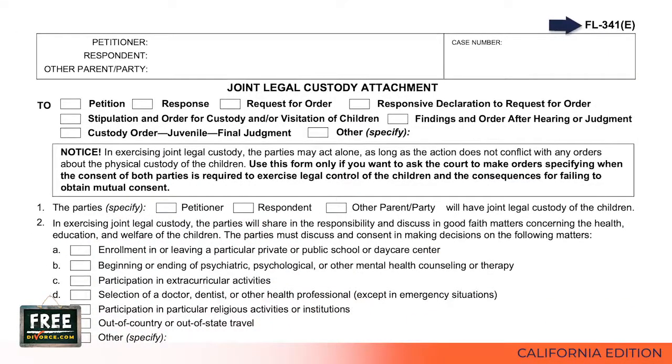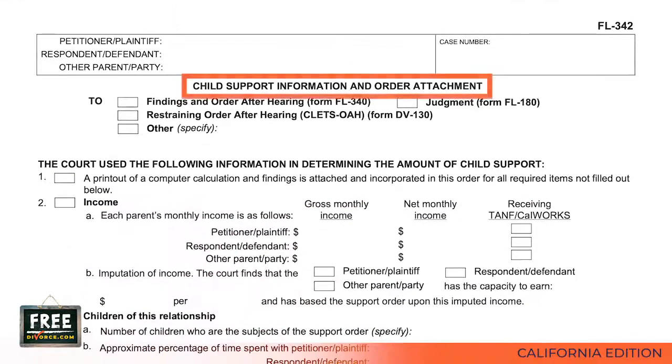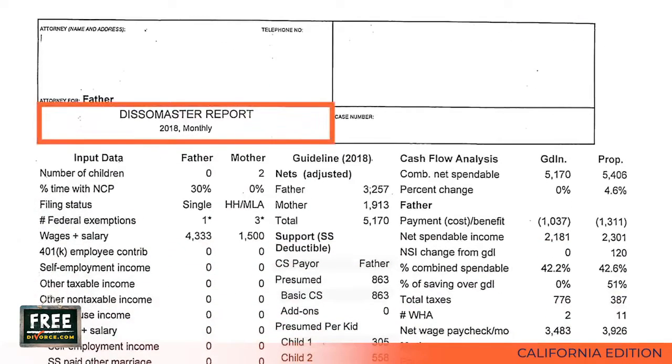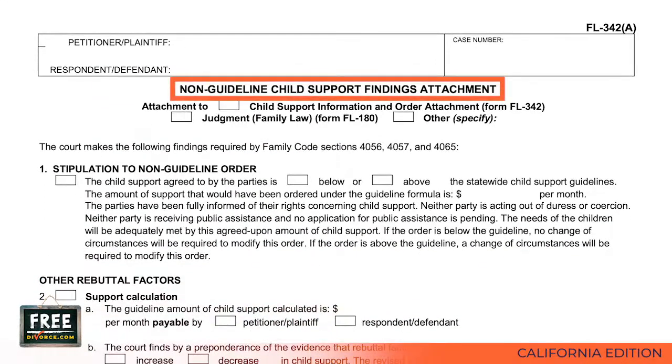If you want a child support order, then you will need to attach to your FL-180 the Child Support Information Order attachment, which is FL-342, together with your guideline child support calculation printout. And if you go with a non-guideline child support amount, then you will also need to attach the FL-342A form.